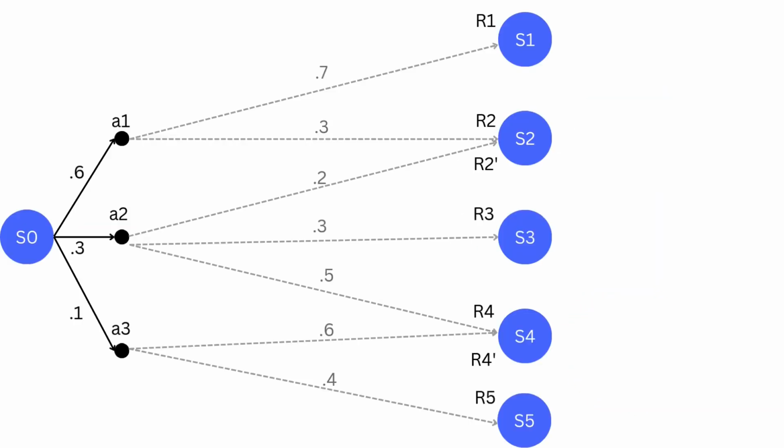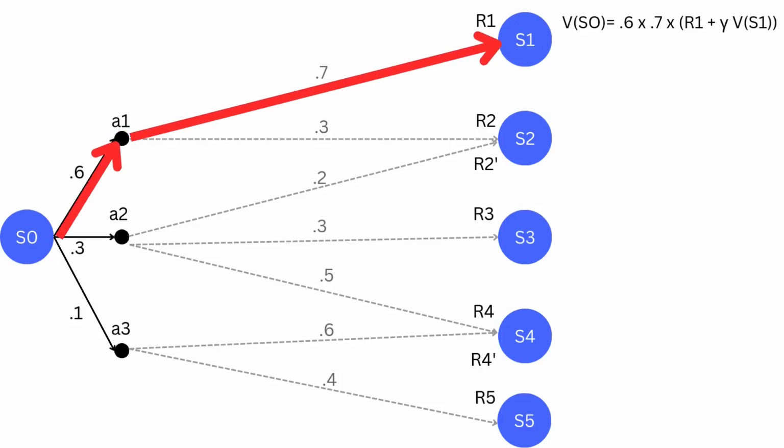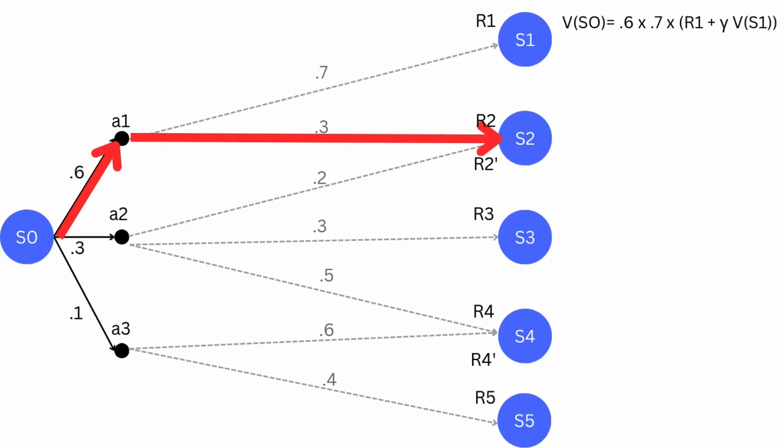Now, back to the full graph. We assign rewards upon entering each state. The value of S0 can be computed using a probability tree diagram. We multiply the probabilities and corresponding values along each branch and then sum all branches to get the total expected value. For example, one branch is S0, A1, S1, so we multiply 0.6 times 0.7 times R1 plus gamma V of S1. Another branch, S0, A1, S2, its value will be 0.6 times 0.3 times R2 plus gamma times V of S2.